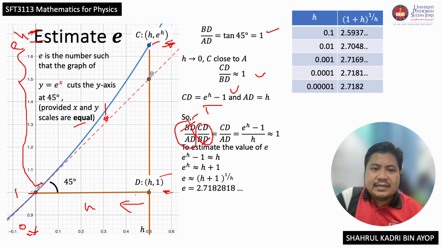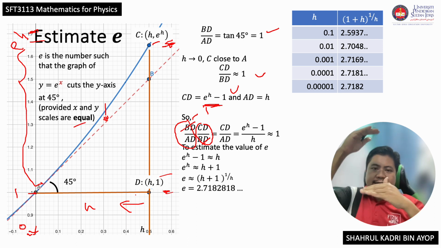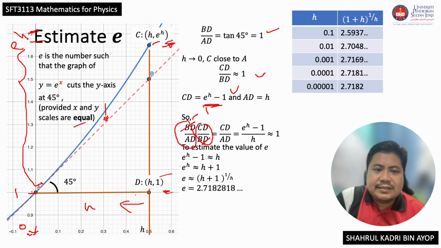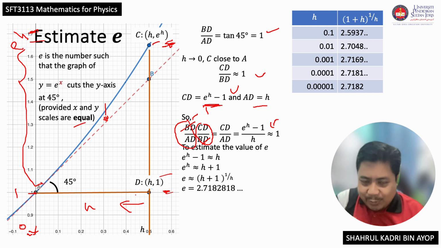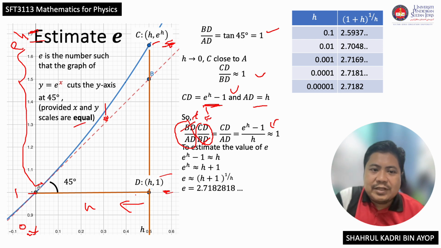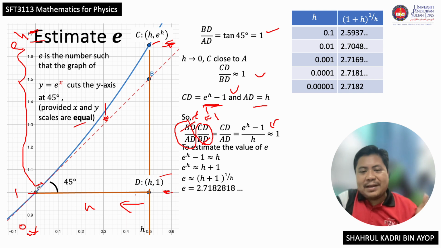So CD is from above. Previously we said that EH minus 1, divide by H, because AD is equal to H. So this is not equal, actually, it is approximate to 1. This is approximate to 1, because this is 1, this is approximately equal to 1. So 1 multiplied by something approximate to 1 is approximate to 1.